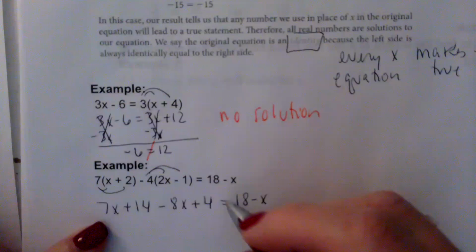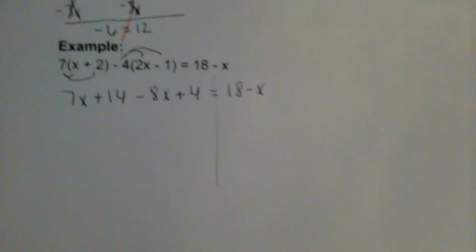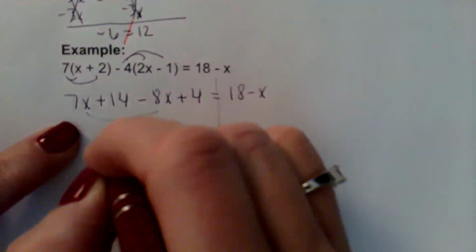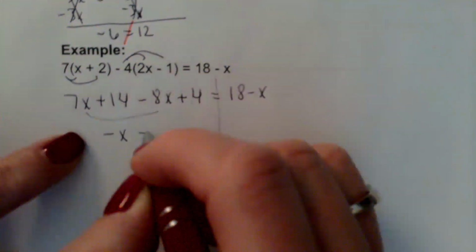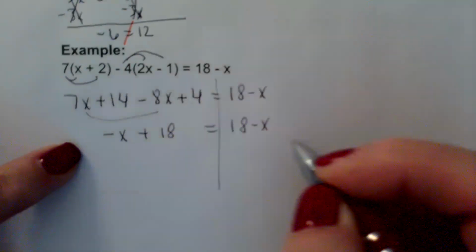So remember, on the left-hand side, I'm just combining my like terms. There's 7x and a minus 8x. So when I combine those, I have a minus x left over. And then I have 14 and 4 is plus 18 equals 18 minus x.